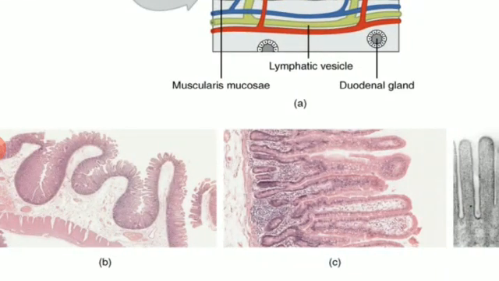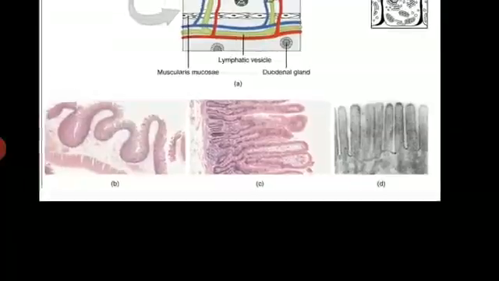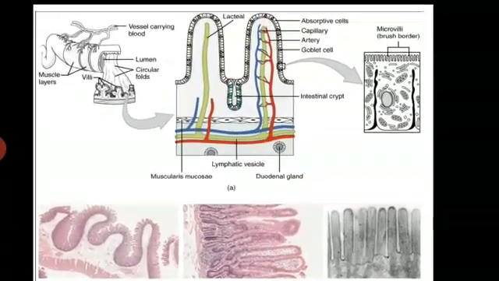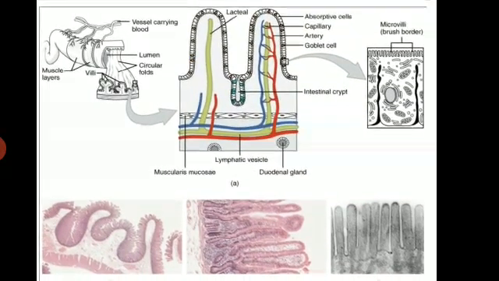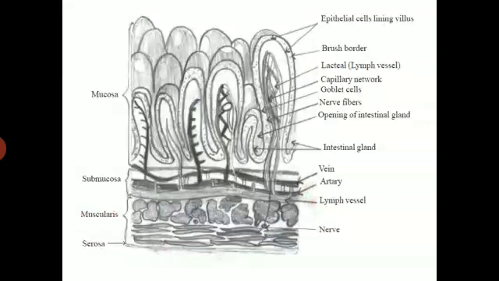Here also you can see the folds. It is very difficult to study the internal structure of microvilli and all, because it needs an electron microscope. Okay, so this diagram you have to go through. Next also we are going to see some diagrams. Okay, then villi. What kind of villi are there?